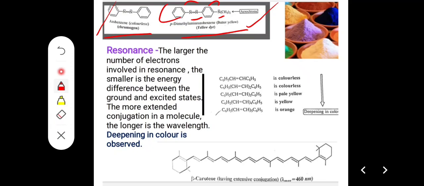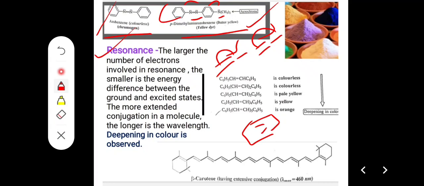Okay. Now resonance. Resonance means delocalization. As for example, this type of delocalization of electrons can occur. This is what we call resonance. Okay, the larger the number of electrons involved in resonance, the smaller is the energy difference between the ground and excited states, right?